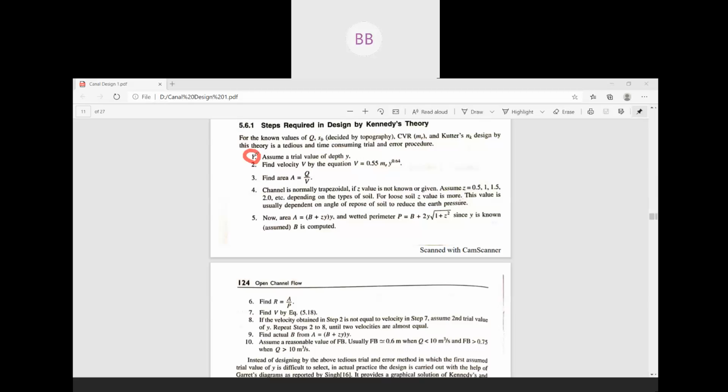So before this step one, we should know the discharge. For this particular theory, we need discharge. Discharge should be known. Bed slope. Definitely, when you construct a channel, that bed slope is known. It depends on the topography of the land. So decided by topography, it's written here. Then CVR. CVR is nothing but critical velocity ratio. This should be known, and then this Kutter's N should be known. So don't worry, when you go for a numerical, these things are going to be provided to you.